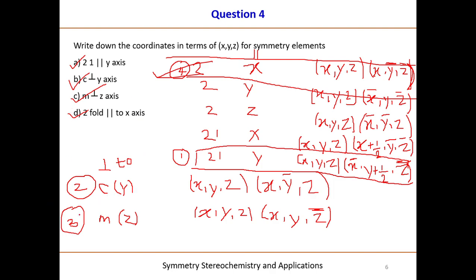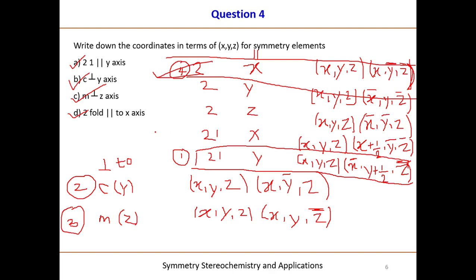And for the third one, it is given here M is perpendicular to z axis. That is, mirror plane perpendicular to z axis. We will write in terms of x, y, z coordinates: x, y, z bar. So this is the answer for the third one. And the fourth one is given here: two-fold axis parallel to x axis. It will be written as x, comma, y bar, comma, z bar. That means y and z are going to change and x will remain as it is.